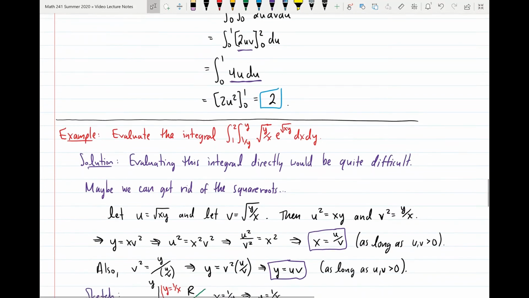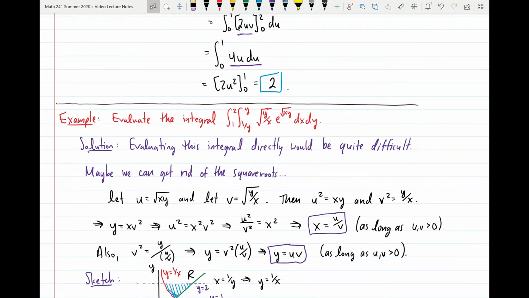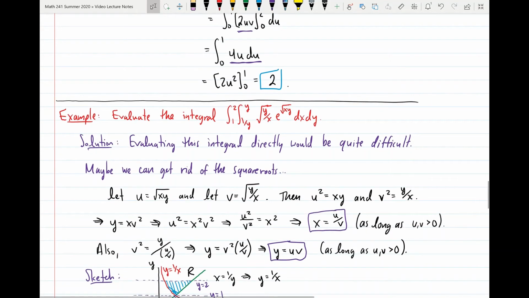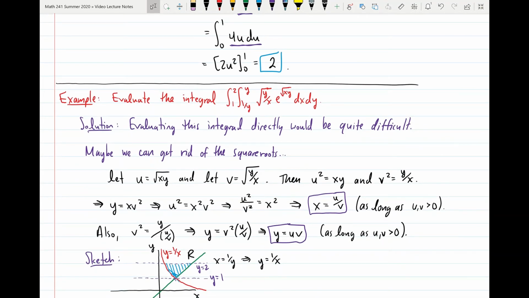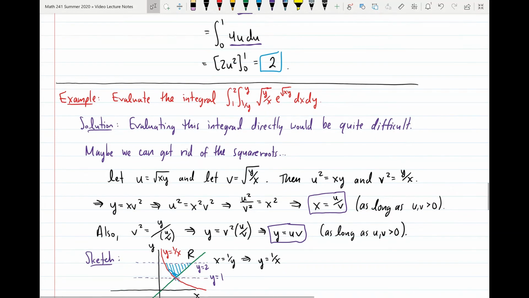Okay, so finally we can move on to the last example for this first half of section 15.8. And we want to evaluate the integral from 1 to 2 of the integral from 1 over y to y of the square root of y divided by x times e to the square root of xy dx dy. And evaluating this integral without doing some kind of trick here, I would assume is at least very difficult. Again, I didn't mess around with it and see if it can be done, but it looks pretty bad. I don't really want to mess with it.